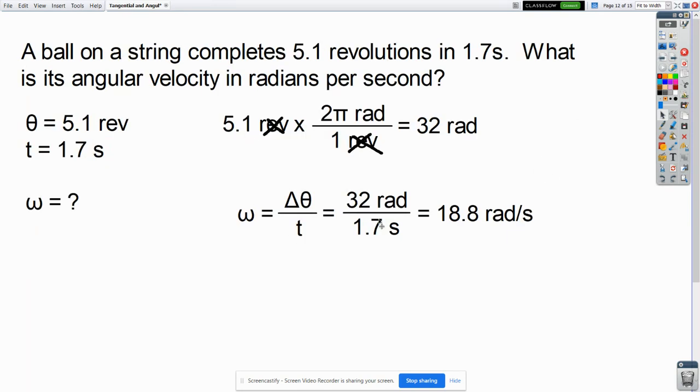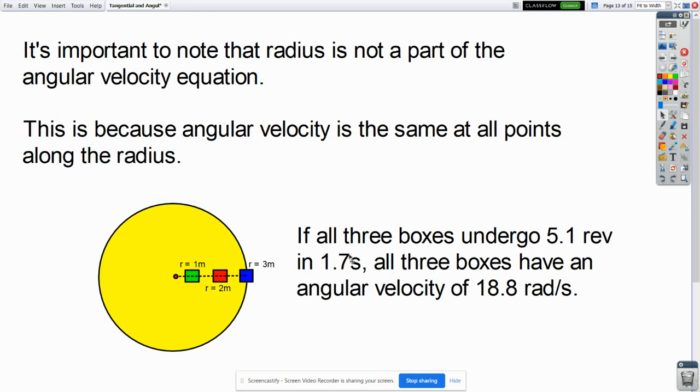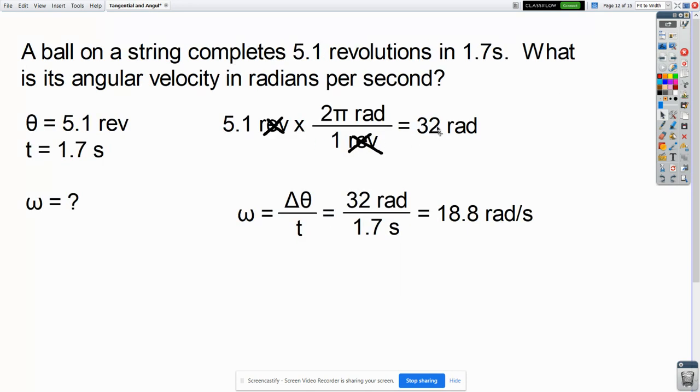This math that we did just right here would apply to all 3 of these carousel horses, not just the one on the outside or the one on the inside, all 3, because the radius doesn't matter. It doesn't matter that the green horse is 1 meter from the center, the red horse is 2 meters from the center, or the blue horse is 3 meters from the center. That doesn't come into the equation. There is no radius involved in any of these calculations.